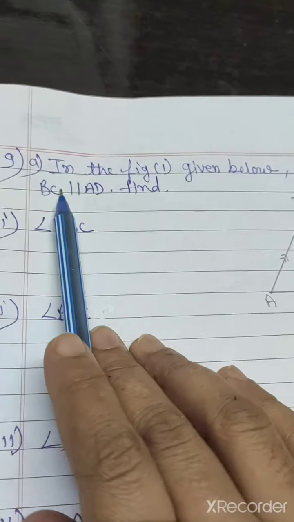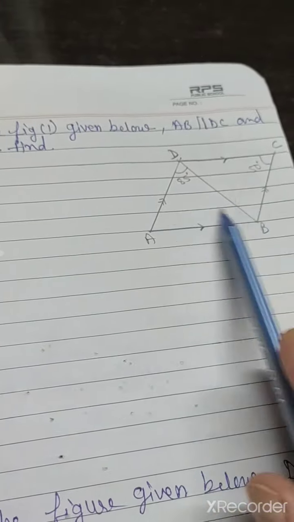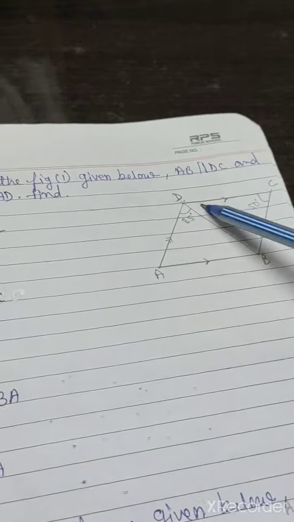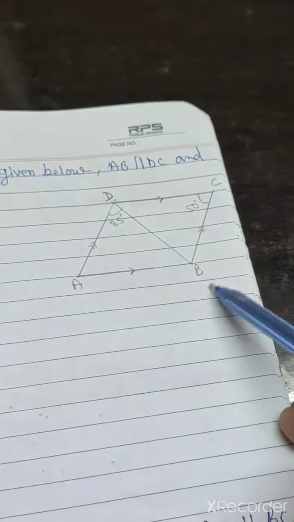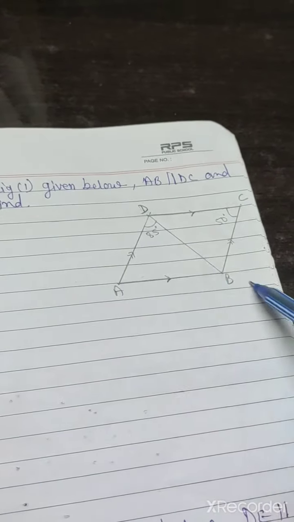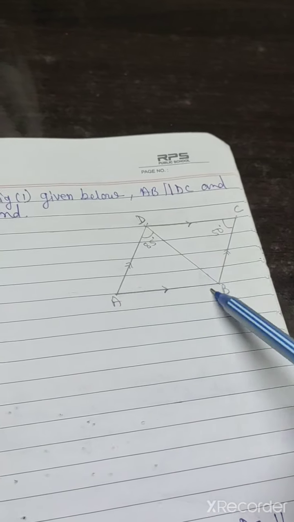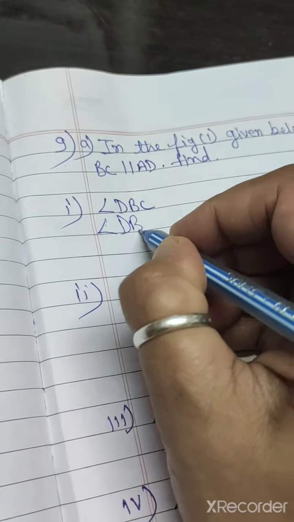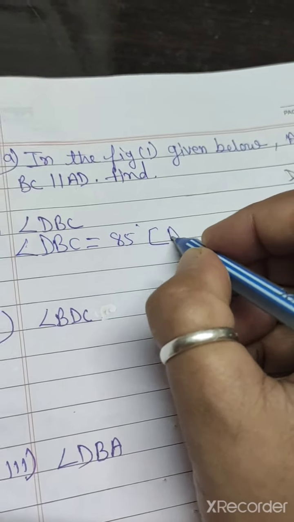Question number 9, A part. In the figure given below, AB parallel to DC and BC parallel to AD, then find angle DBC. Because AD and BC are parallel and BD is transversal, this angle is also 85 degree, alternate interior angle. So angle DBC is equal to 85, and reason: alternate interior angle.